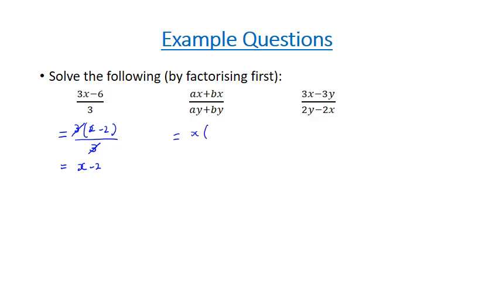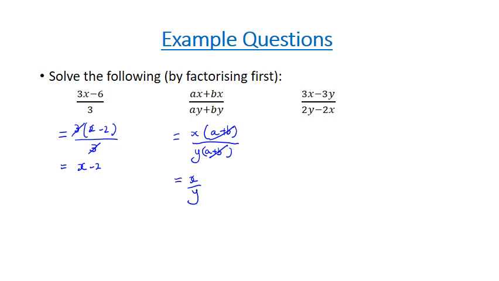In our second example, you can see that in the top, or the numerator, x is a common factor. So we're going to take x out, and that leaves us with a plus b. On the bottom, y is our common factor, and that also leaves us with a plus b. Let me rewrite that a little bit neater. Now we've got a plus b on the top and the bottom. We can cancel them off, and that simply leaves us with x over y.